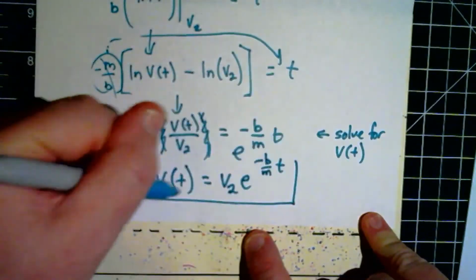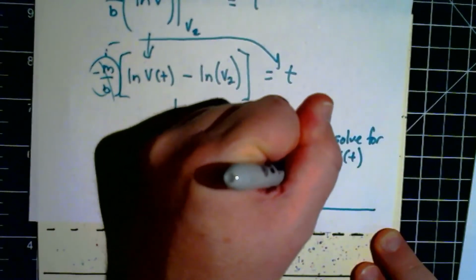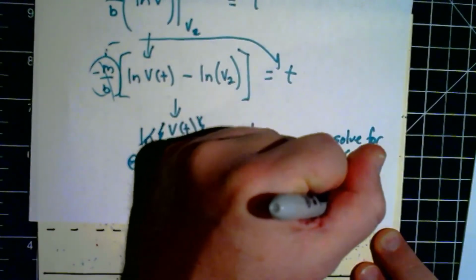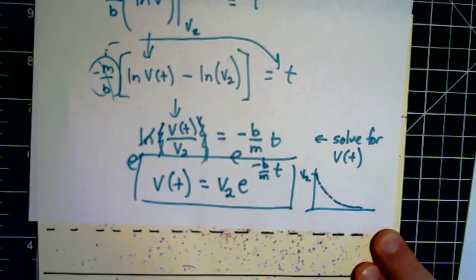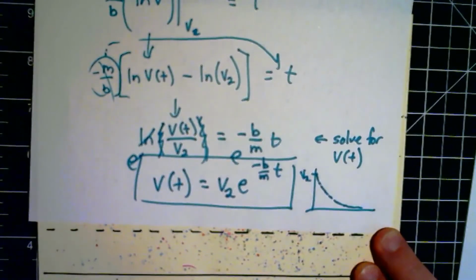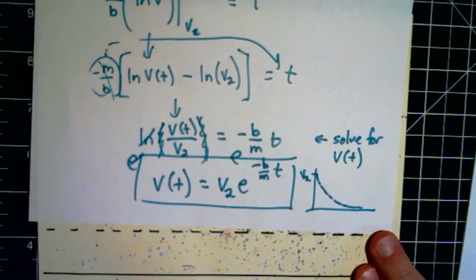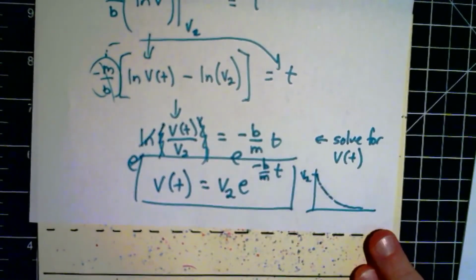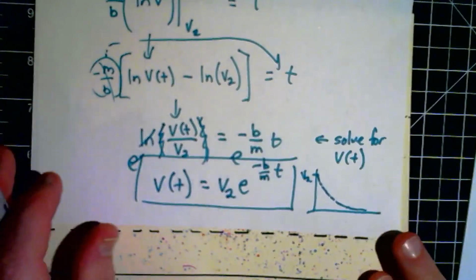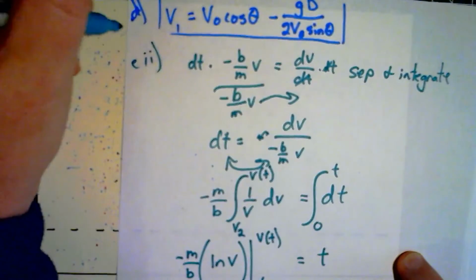And that is our classic exponential decay kind of function. All right. If I were to graph that, you would see that we started off at v2, and over time our velocity approaches 0. Now, does it ever theoretically reach 0? No, it doesn't. It's an asymptote to 0. In reality, it does stop. But for our mathematical model here, it's approximated by this function. Okay, so that's the second part. That's E part II.